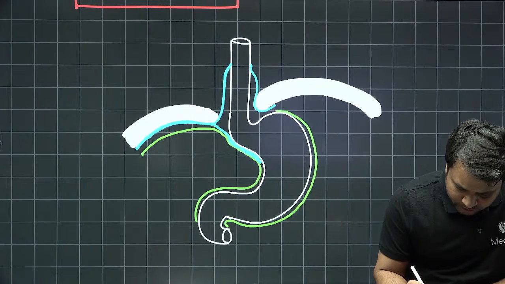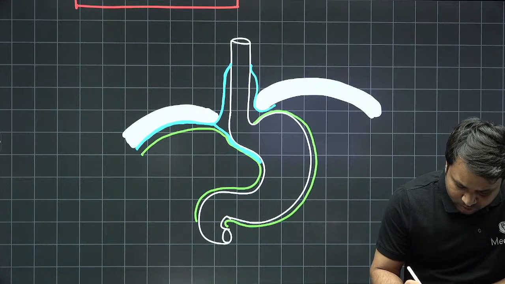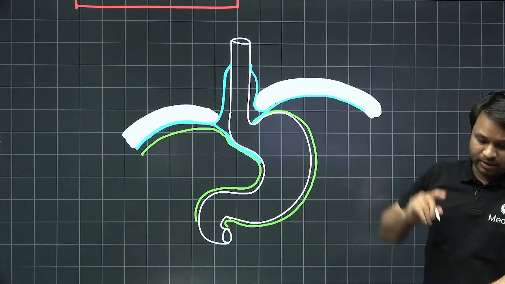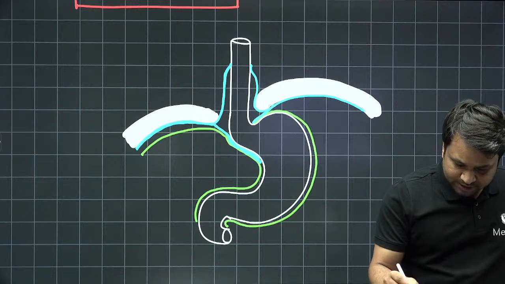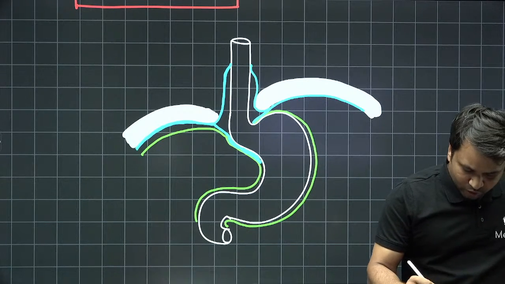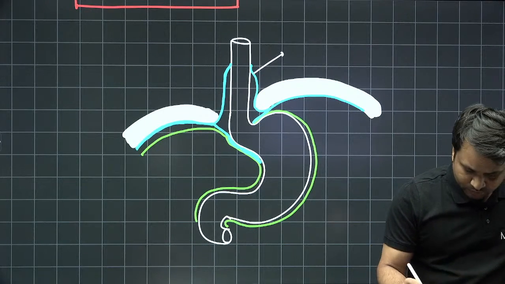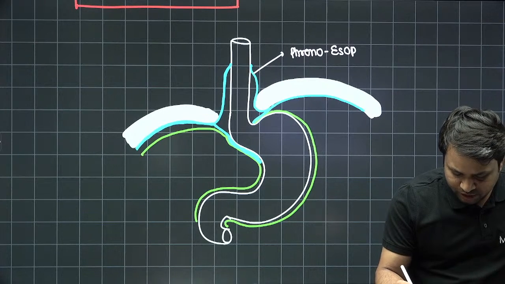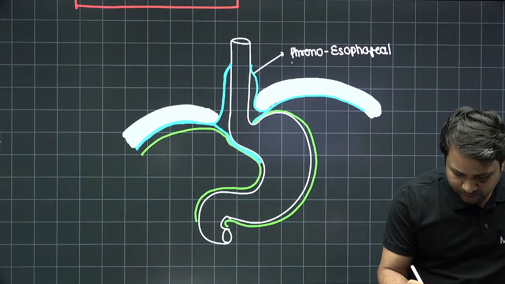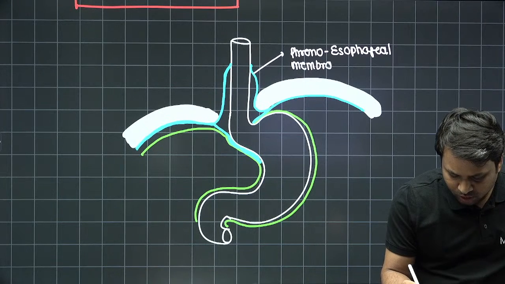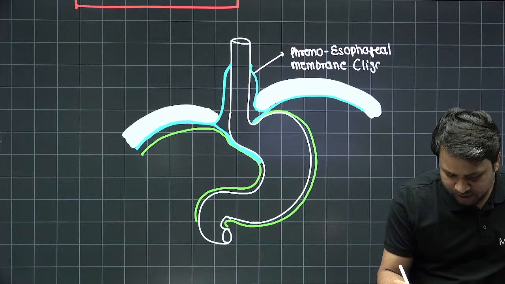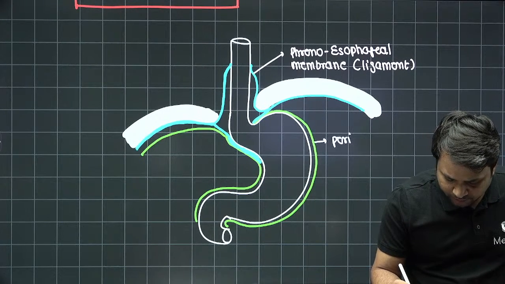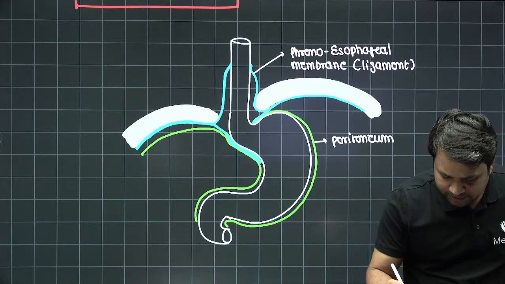This basically is going to merge off with the peritoneum in this particular fashion, right? This is going to merge off with the peritoneum and this is present all across here. Now this membrane that we're talking about is what we call the phrenoesophageal membrane, or you can simply call it the phrenoesophageal ligament as well, right? This is going to be your peritoneum and this happens to be your diaphragm.